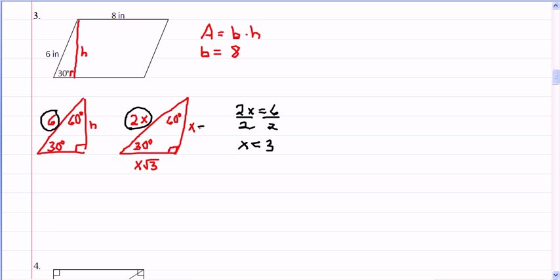So knowing that x equals 3 makes this side 3 and this side 3 root 3, but the side that I am really interested in is the height, which is 3. So this length here is equal to 3. Now that we know that the height is 3, we can finish the area by finding base times height, 8 times 3, and we get an answer of 24 square inches.